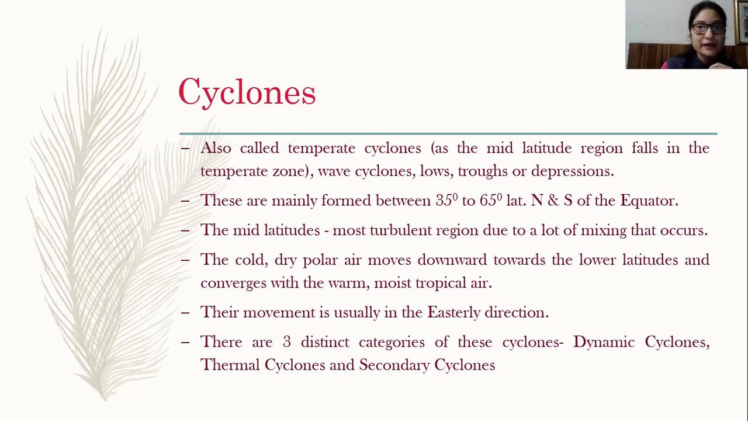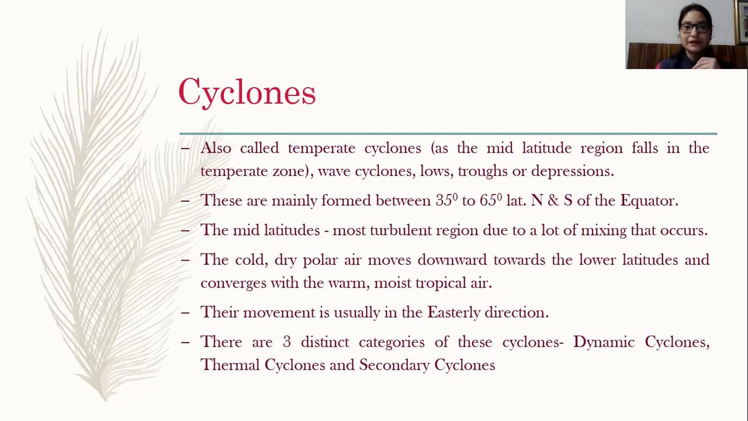Now, where does the middle latitude exist? The middle latitudes generally are found from 35-degree latitude to 65-degree latitude, north of the equator and south of the equator. That means in the northern hemisphere as well as in the southern hemisphere. 35 to 65-degree latitude is of importance because in both the hemispheres, this region is the middle latitude or the temperate zone.